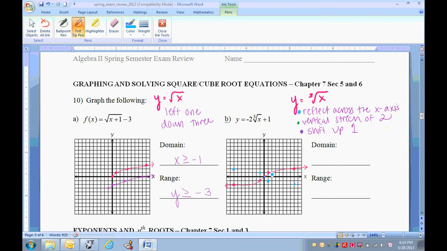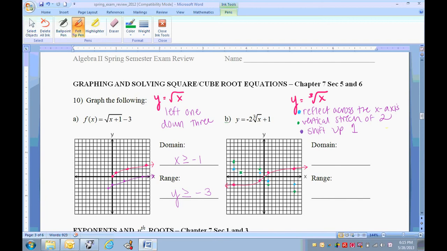Notice the point on my origin didn't need to be reflected. It's going to remain in its place since it actually lies on the x-axis. Now let's do our vertical stretch of 2. This one is 2 away from the x-axis, so now I need to make it 4 away. This one's 1 away from the x-axis, so I'm going to make it 2 away. This one stays the same because it's at 0. That one is going to become 2 away, and this one's going to become 4 away.